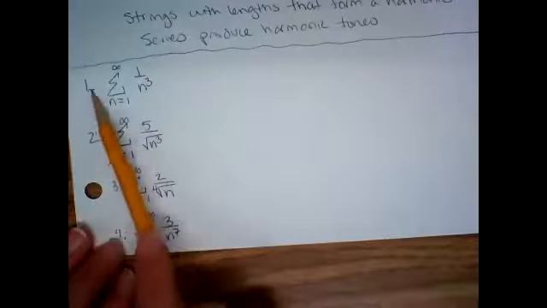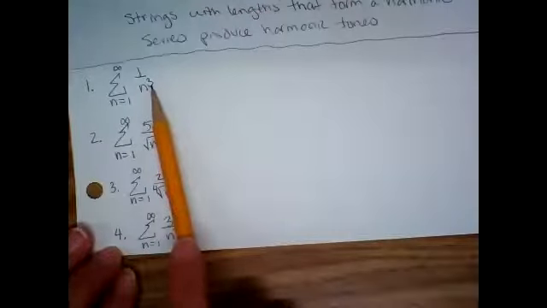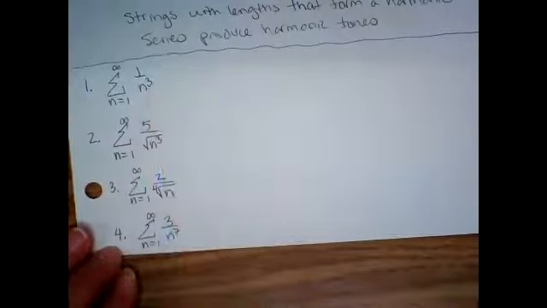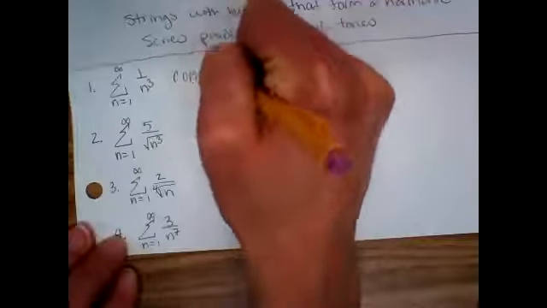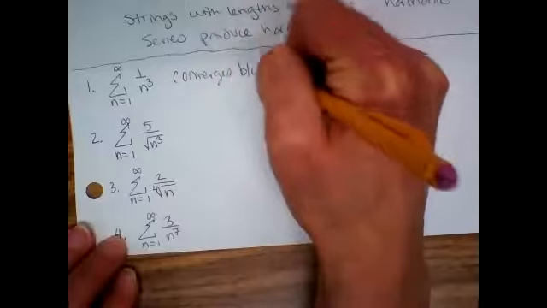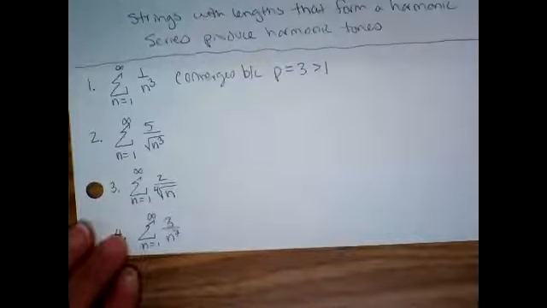All right, so looking at the first one, P is what? 3. 3 is bigger than 1. So what's it gonna do? Converges, because P equals 3, which is bigger than 1. And again, if they were all mixed up like on a test, you would say converges because this is a P series and P equals 3, which is bigger than 1. You just have to mention that.